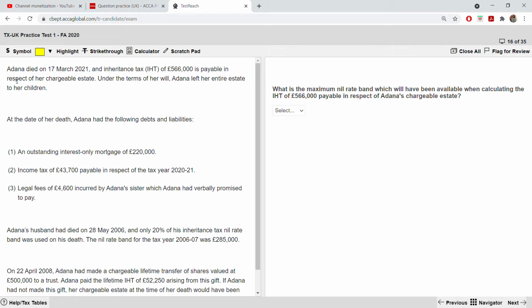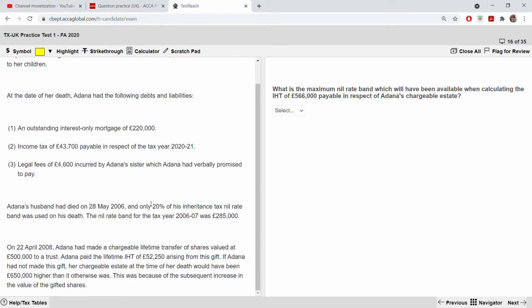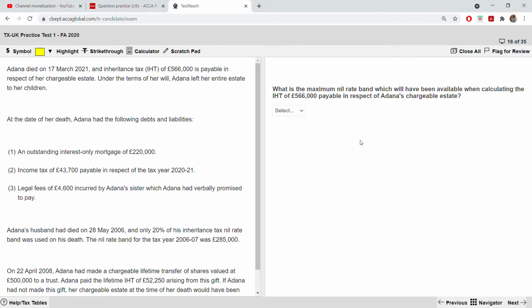Before that, let us read the requirements first. What is the maximum nil rate band? We know the maximum nil rate band is 325,000 for a year. But in this case, what is the maximum nil rate band which will have been available when calculating the IHT of 566,000 payable in respect of Adana's chargeable estate? Definitely not all of this information is needed for this, because this same case study will be there for the other questions also. Based on this, there will be 5 questions.